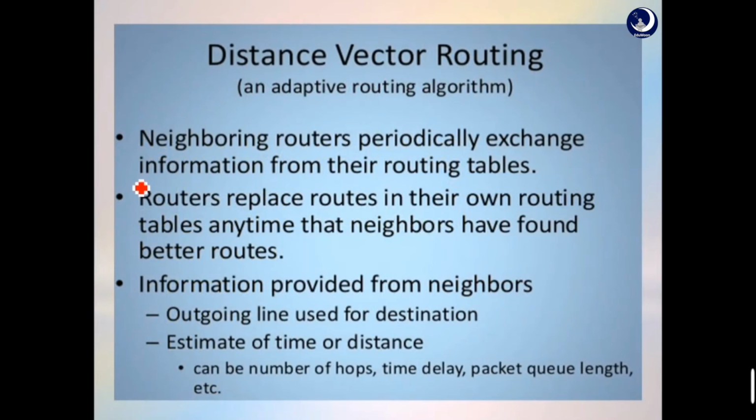Distance vector routing is popularly known as the Bellman-Ford routing algorithm, which is used to calculate the least cost path between two nodes. It is an adaptive routing algorithm. In this algorithm, each router maintains a routing table giving the best known distance to each destination. Each entry consists of two parts. The first one is the outgoing line, and the next is the estimation of the time or distance.